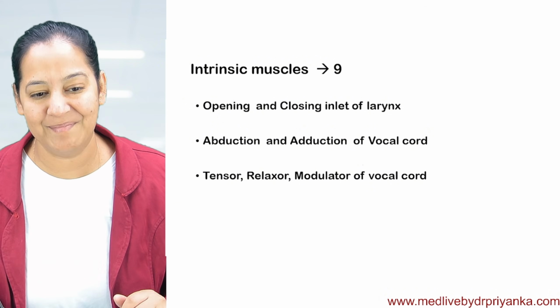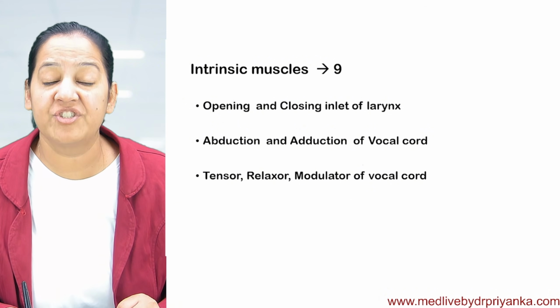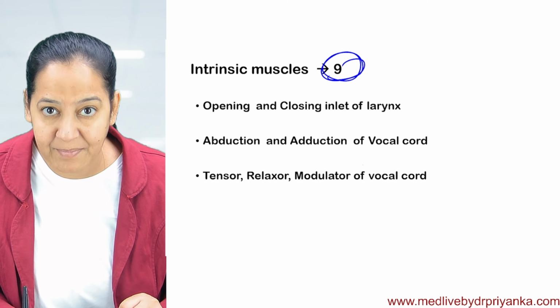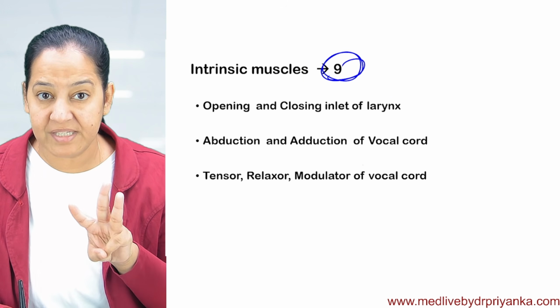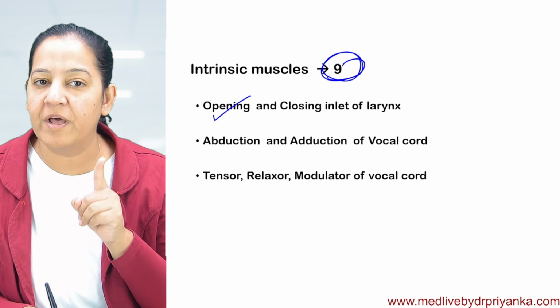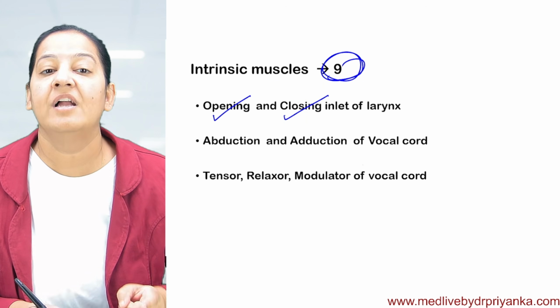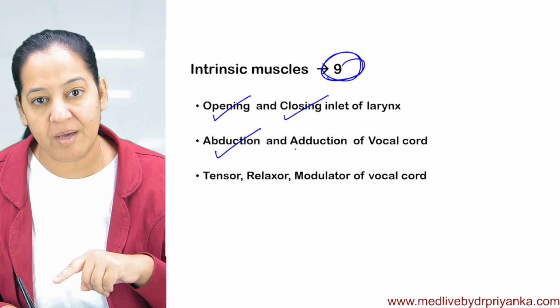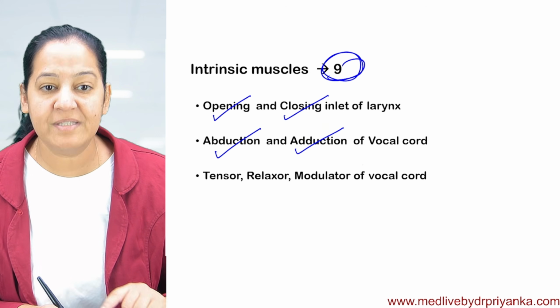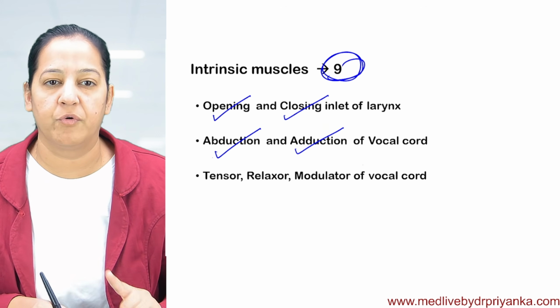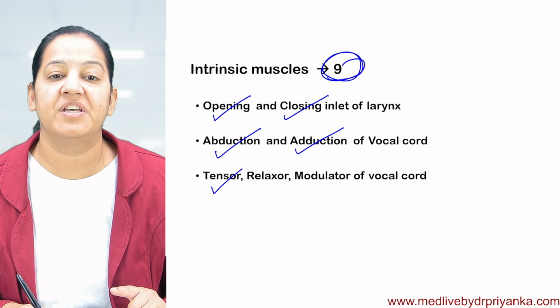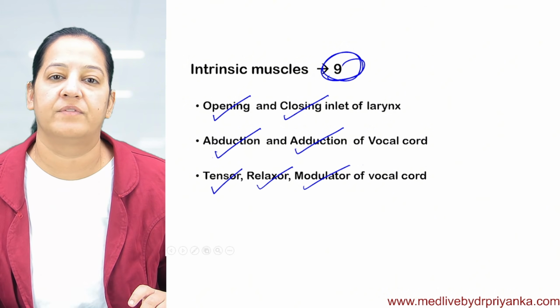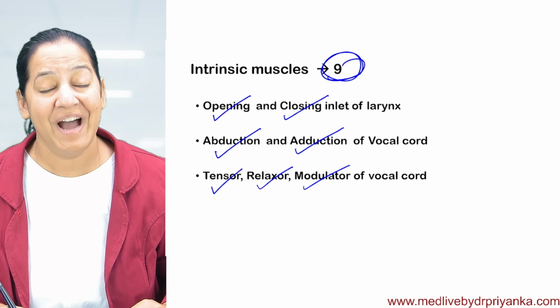Now what is the function of these muscles? You tell me. Based on the function, we divide these 9 muscles into 3 categories. Out of these 9, which of them is the opener of the larynx, which is closing the larynx, which is causing abduction of the larynx, which is causing adduction of the larynx, which is causing adduction and abduction of the vocal cord, and which is causing tensor, relaxer and modulator of the vocal cord.